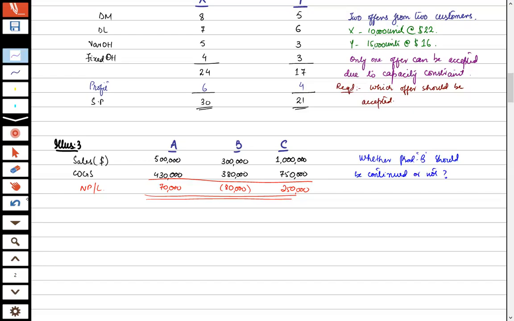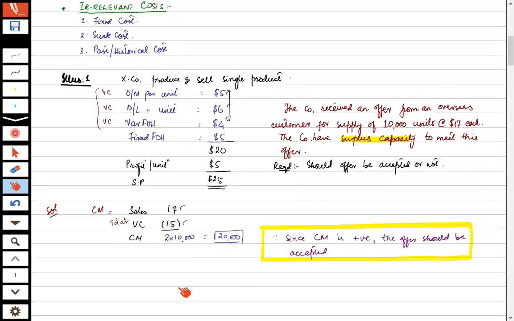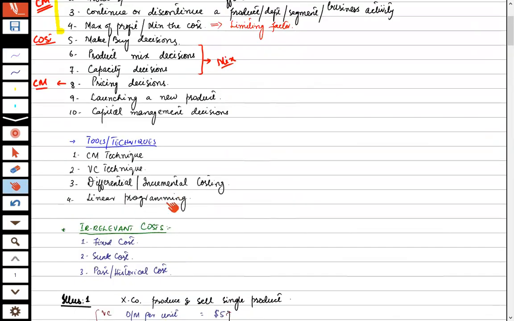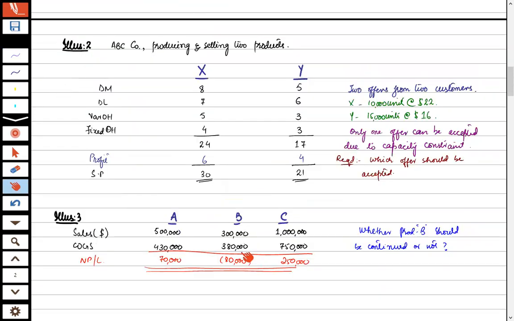Can you do this? Sure. Can you give me a hint on how to do it? This is the only hint. Just see in which category this decision making falls. It is continue or discontinue, on the basis of contribution margin. Yes. Start.